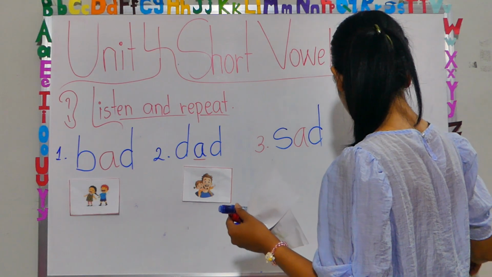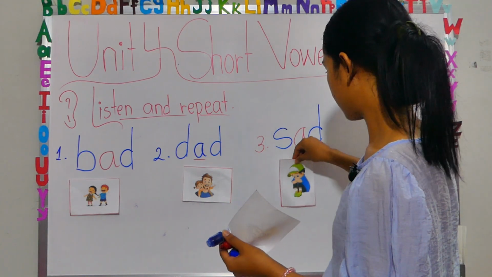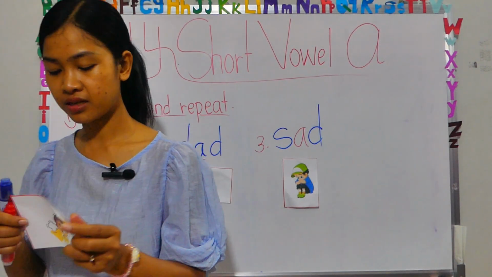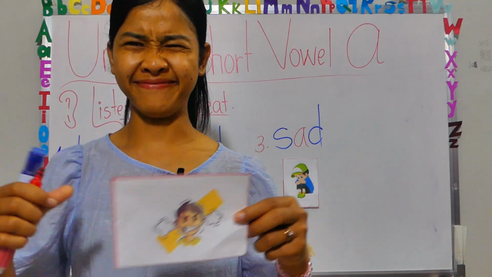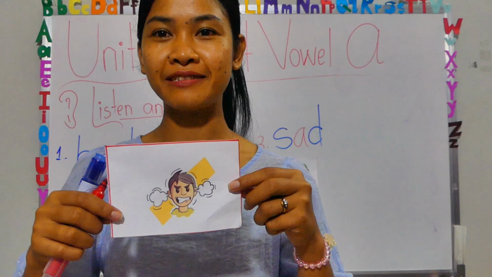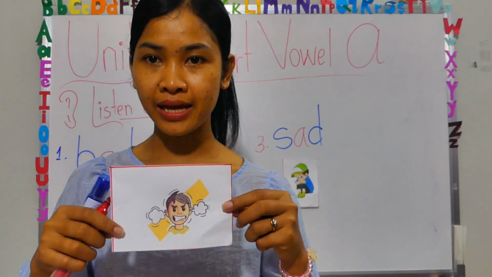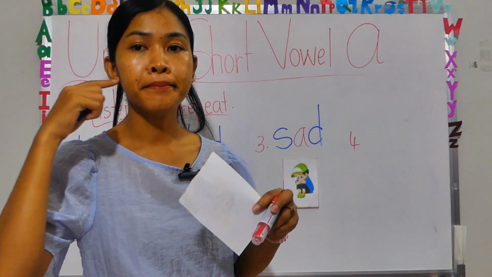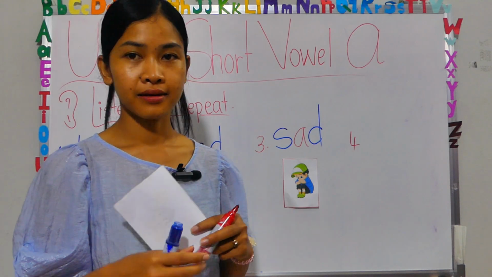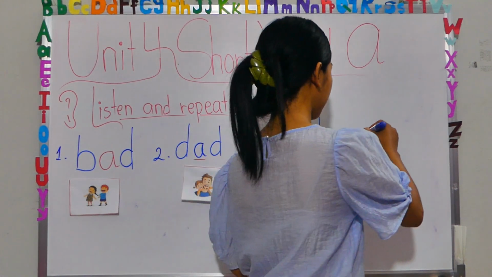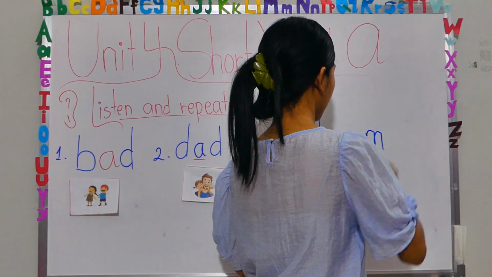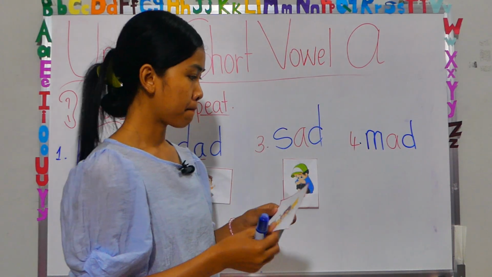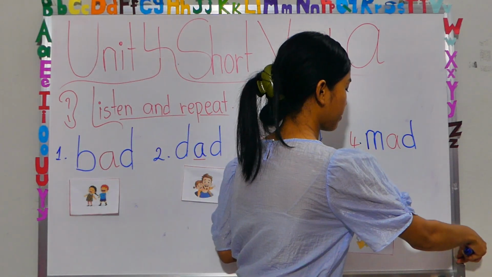Why is he sad? Look at that. Oh no, he is sad. And this guy is mad. So what letter is that? Letter M. Very good. M. Mad. Mad.